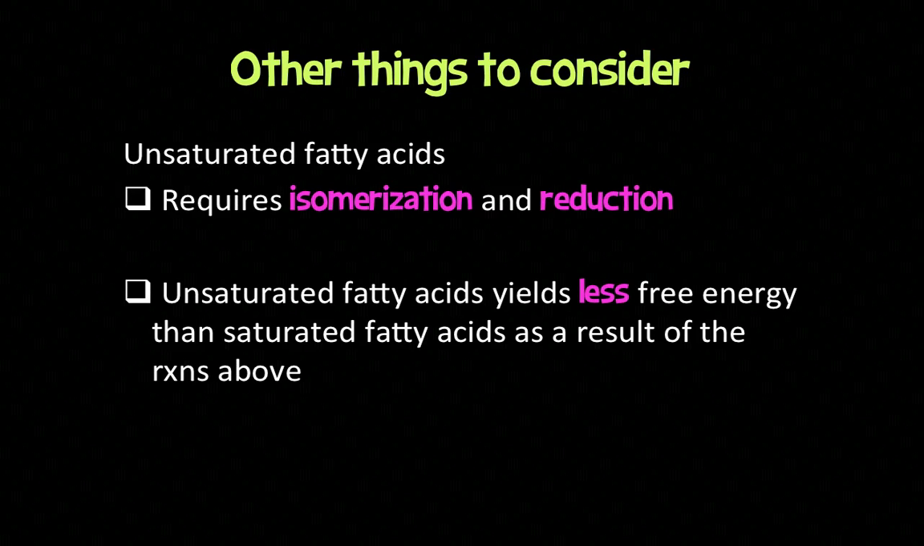Now, if you have an unsaturated fatty acid, which is a fatty acid that has at least one double bond, you have 2 additional steps. You have an isomerization, because the double bonds in a naturally occurring unsaturated fatty acid will be in the cis form, and you have to isomerize that cis form into the trans form. The other thing you have to do is a NADPH dependent reduction.